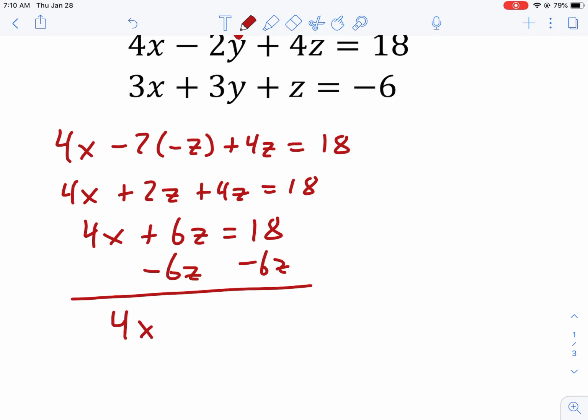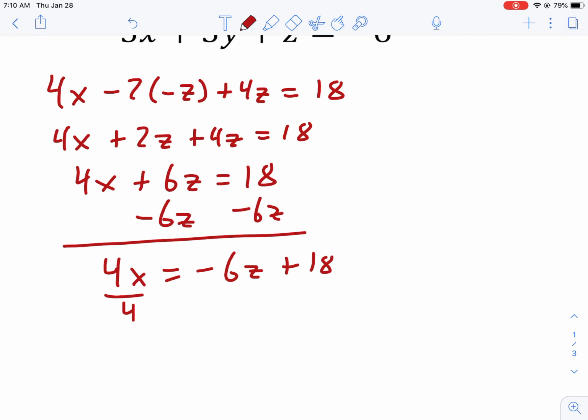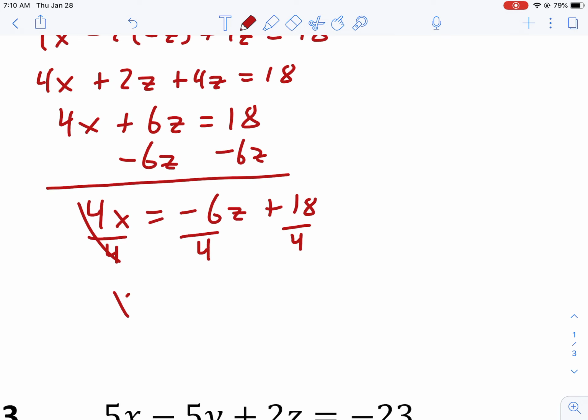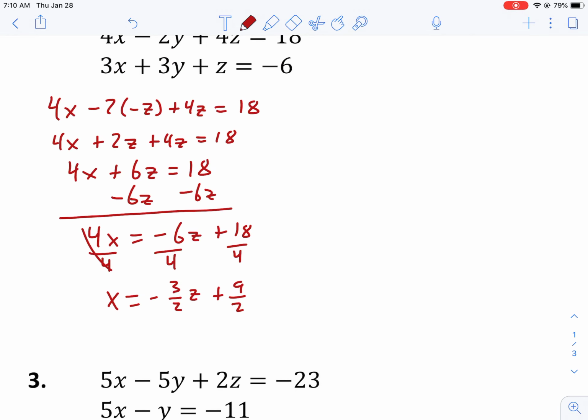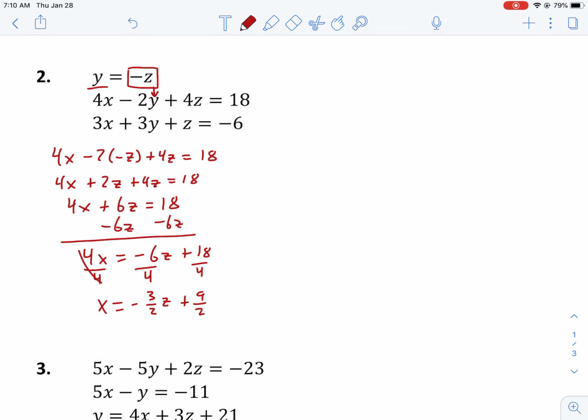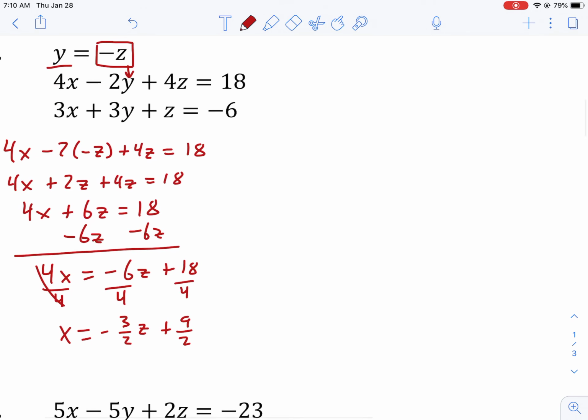So that'll give us 4x equals negative 6z plus 18. Now we've got to divide by 4, and that gives us x equals negative 3 halves z plus 9 halves. That sucks. Man, more fractions. Okay, so now we have x in terms of z and we have y in terms of z. So this is why I said this is kind of an intensive process, all right?